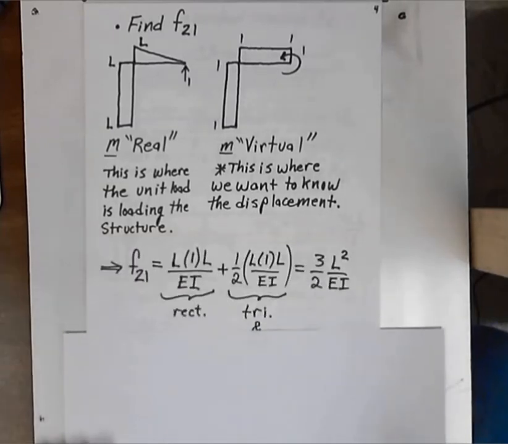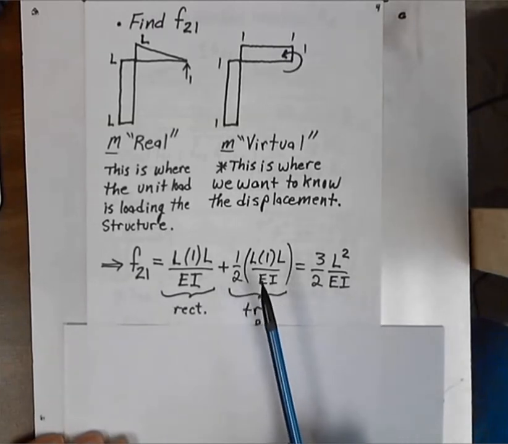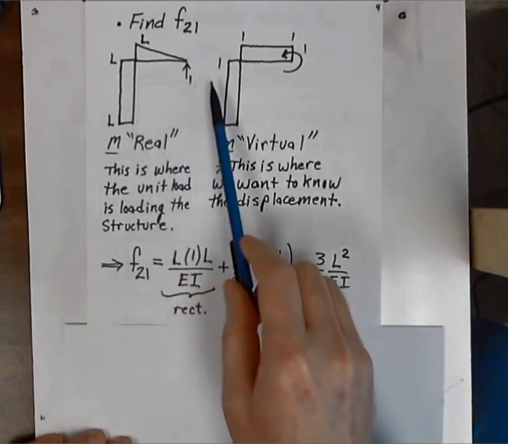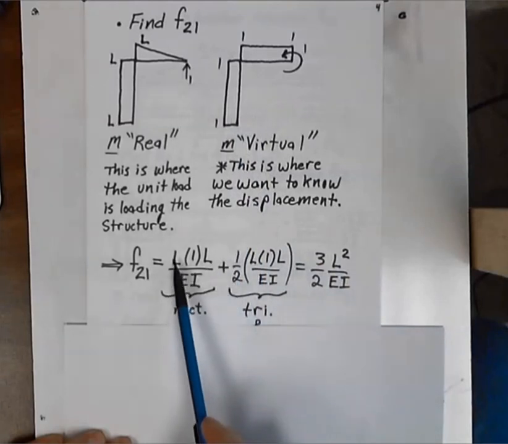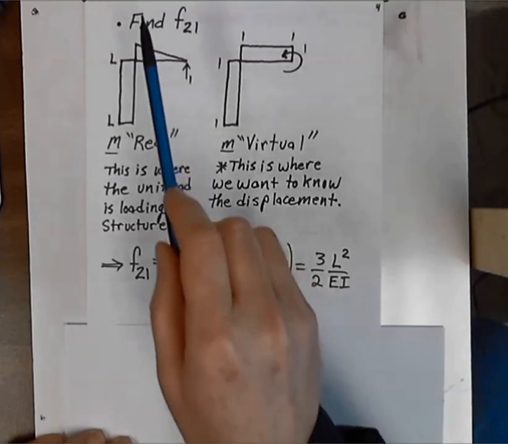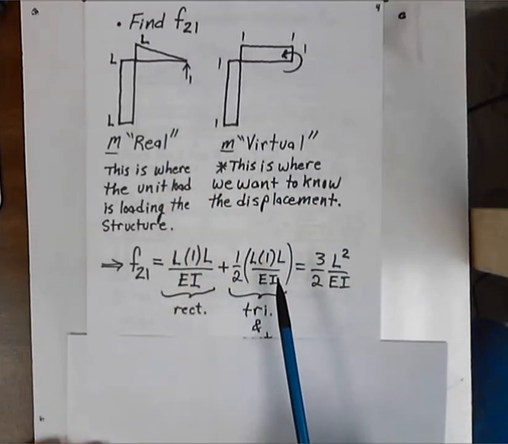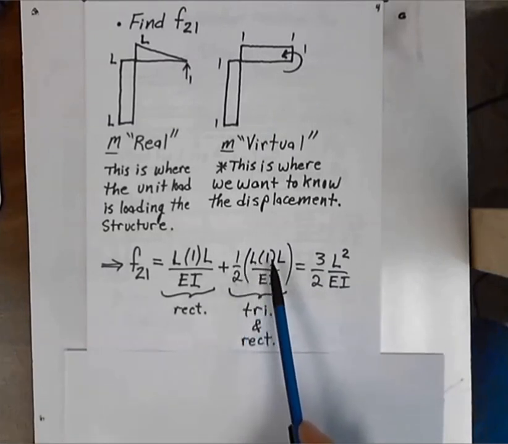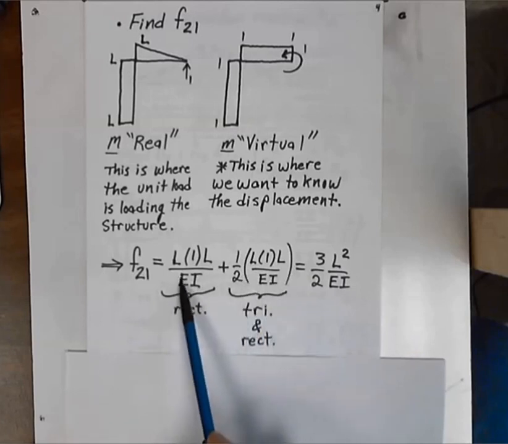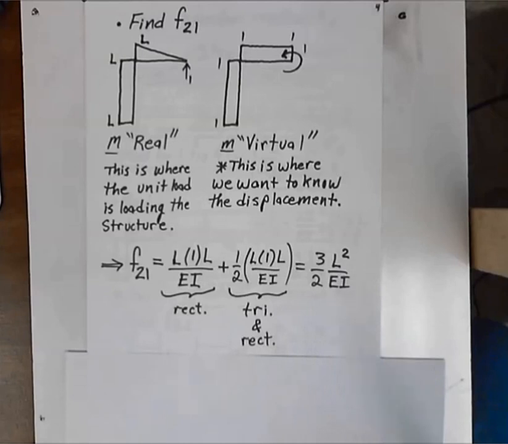In order to get F21, we of course use the inside front cover of our textbook again, and we see that for these two rectangles, our moment would be L times 1 times L over EI. And for this triangle and this rectangle, we have 1/2 L times 1 times L over EI. And adding those up equals 3/2 L squared over EI.